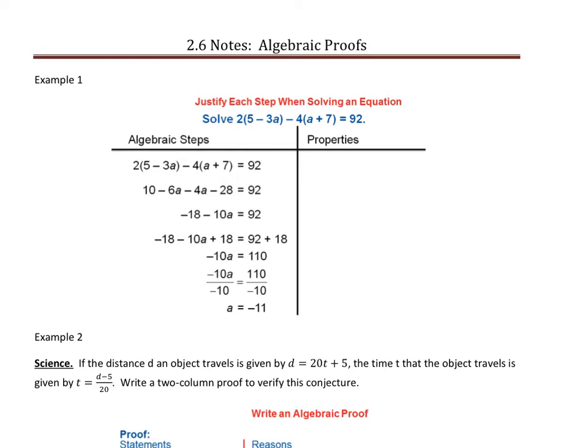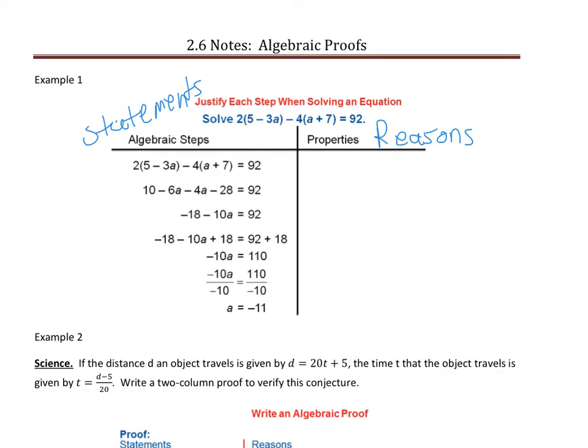So when we do these two column proofs, and that's what this is, we've got two columns already set up for us. We're always going to have this first column being our statements. This says algebraic steps, but in general we're always going to make that first column statements and the second column reasons or justification. Alright, so let's take a look at this example here. We've got solve this particular equation.